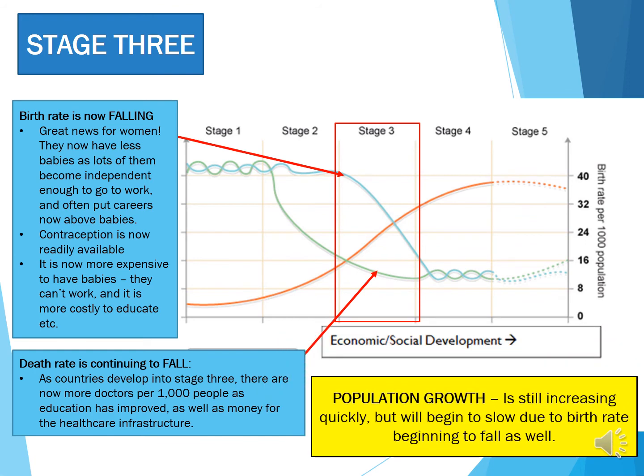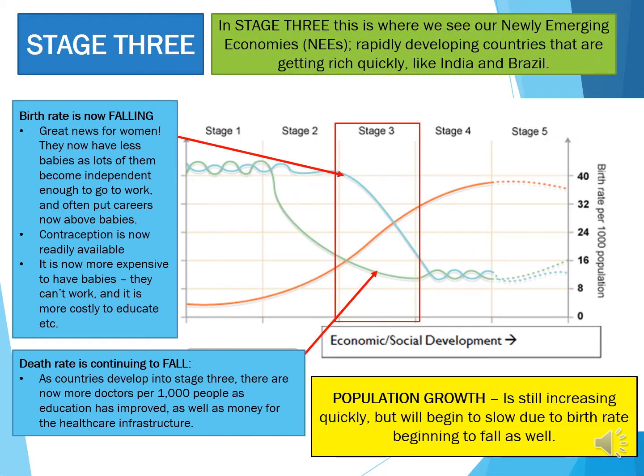Population is still increasing quickly, but due to the fact that that birth rate is starting to fall, that blue line is starting to go down, the population growth will now start to slow down as well. In terms of countries, we see our newly emerging economies, our countries that are industrialising super quick. They're getting all their factories, they're getting all of their secondary industry, allowing them to get rich quicker so they can then start to invest in their infrastructure to improve the social aspect of their development.